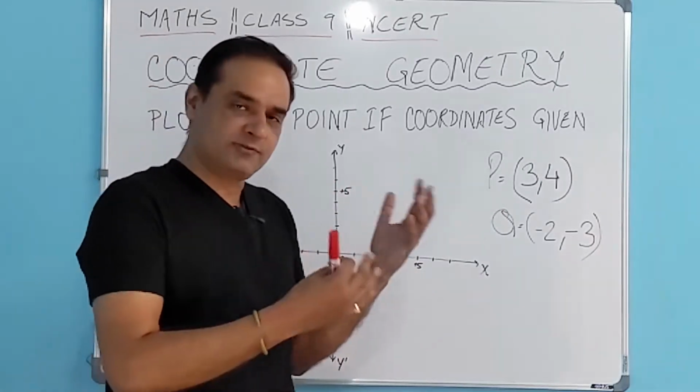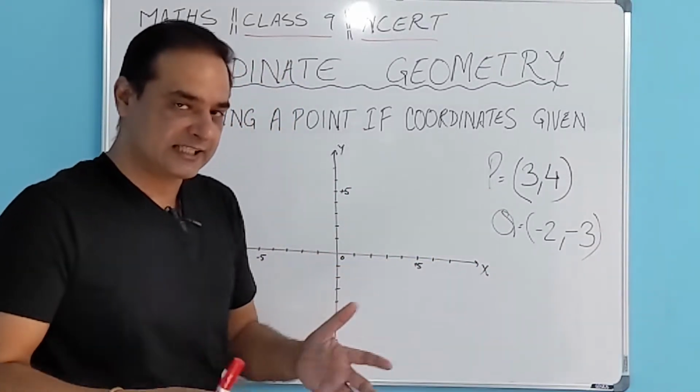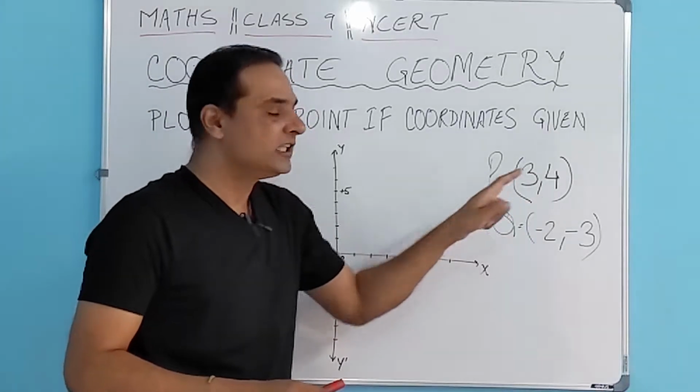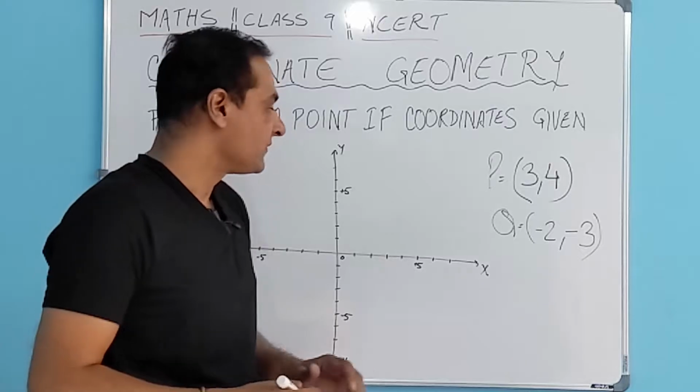This is very easy, which we have seen, but let's go through that to understand that in detail. So let's first take the example of point (3, 4), which is point P.